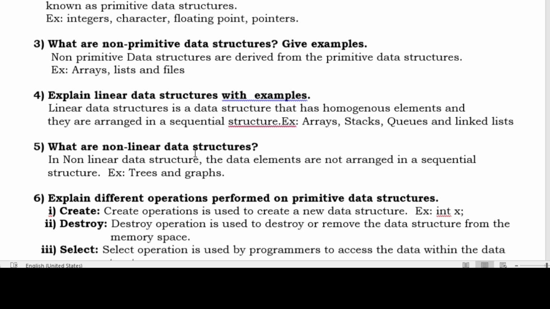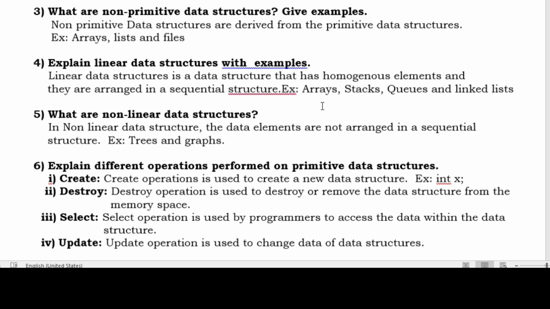Then you have the linear data structure: arrays, stacks, queues, and linked list. Non-linear, you have trees and graph. So like this, you can have these questions for MCQ. But let us leave MCQ, because we cannot expect marks from MCQ sometimes.